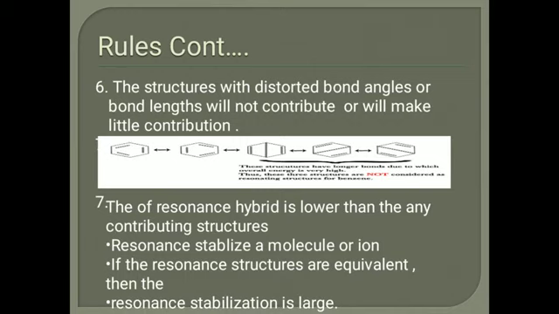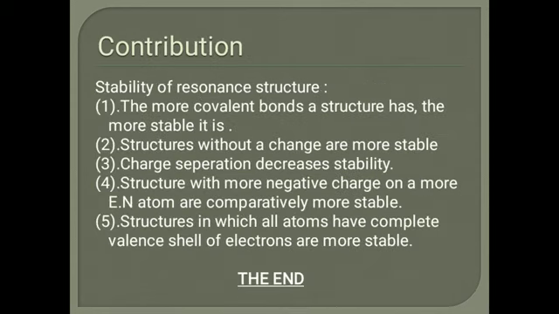The next one is that the resonance hybrid is lower in energy than any contributing structure. Meaning the energy of the resonance hybrid will be less than any resonance contributing structure. इसकी एनर्जी रेजोनेंस कंट्रीब्यूटिंग स्ट्रक्चर से कम होगी रेजोनेंस हाइब्रिड की. The resonance stabilizes a molecule and ion. If resonance structures are equivalent, then the stabilization is large. If all the resonance contributing structures are equivalent, meaning they have the same bond length, then there will be large stability, and the molecule will be more stable.